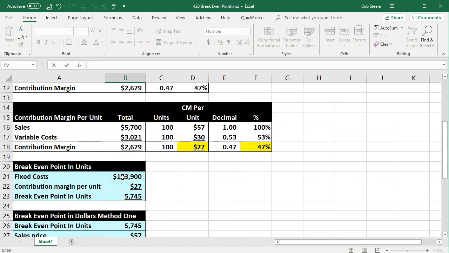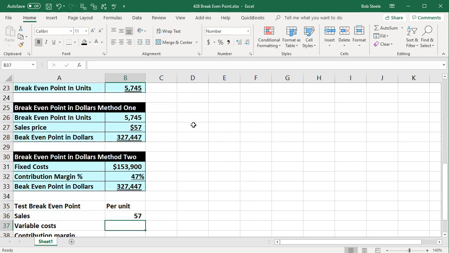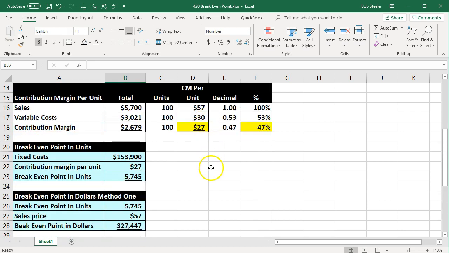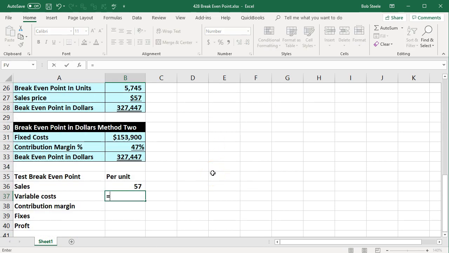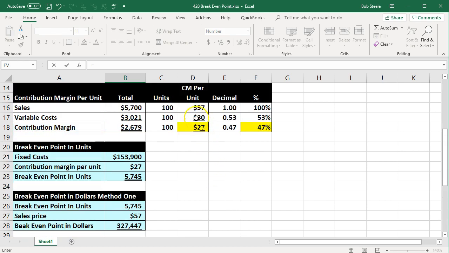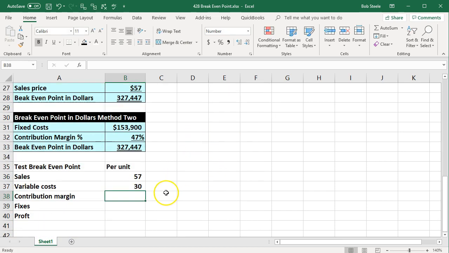So we're going to say, all right, there's the 57. And then the variable costs, as we see up top, is the 30. So this equals the 30. And then we're basically recalculating the contribution margin per unit. So this equals the 57 minus the 30.